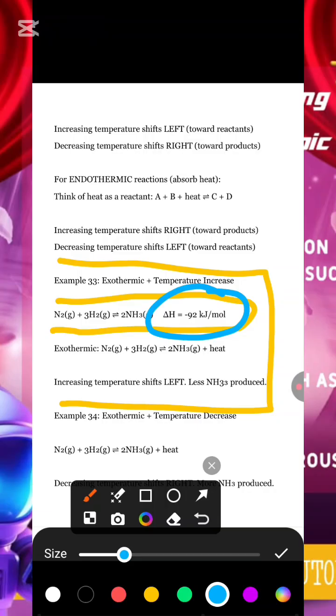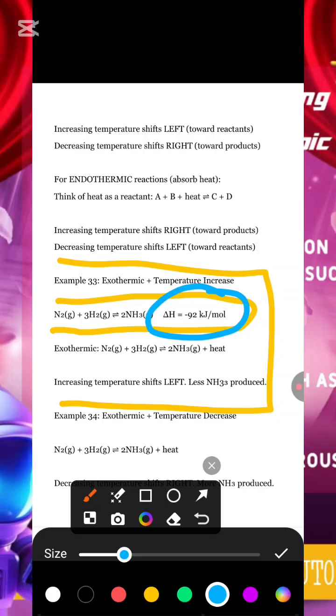Please take note, okay? That's what you should look for whenever you are working with either exothermic or endothermic reaction. You have no business with 92. Just observe if that sign there is a minus sign or a plus sign. If it is a minus sign, then you are working with exothermic reaction. If it's a plus sign, you are working with endothermic reaction. Okay, so this is exothermic reaction.